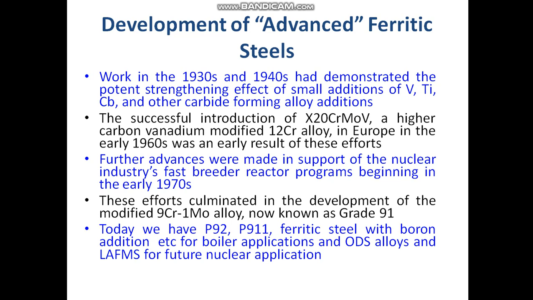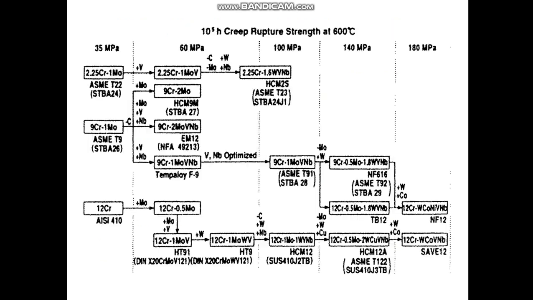for application in power industries, petrochemicals and refineries. Today we have P92 and P911 ferritic steels with boron addition for boiler application, and oxide dispersion strengthened alloys and LAFMS for future nuclear application. LAFMS is low activation ferritic martensitic steel for nuclear application.